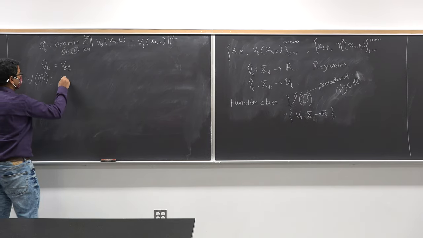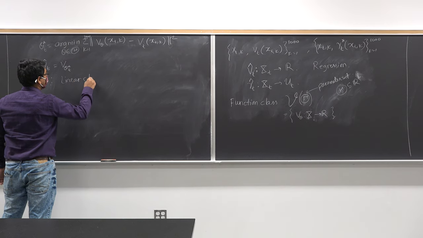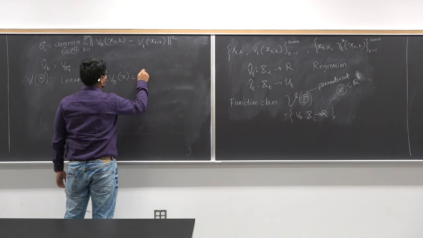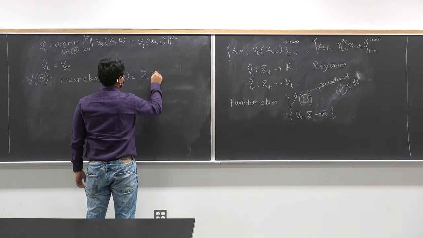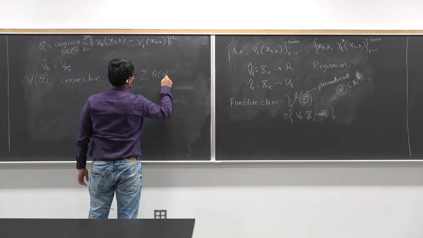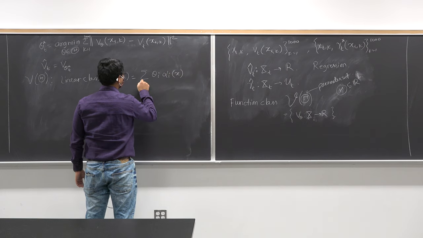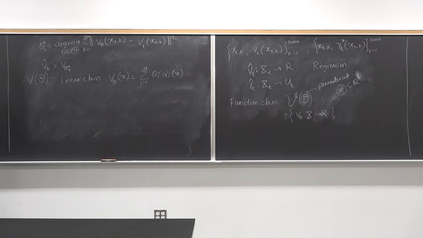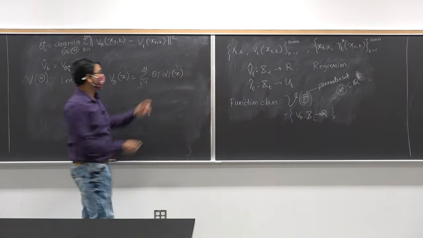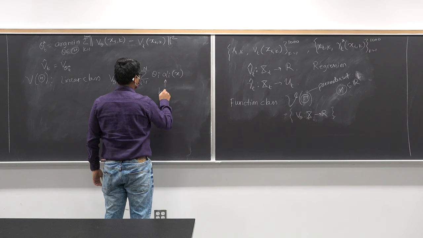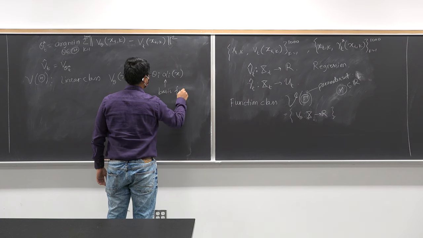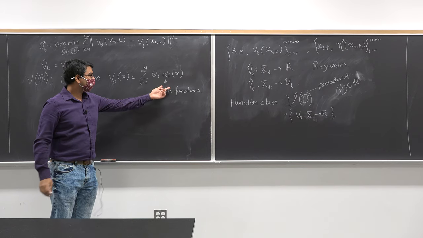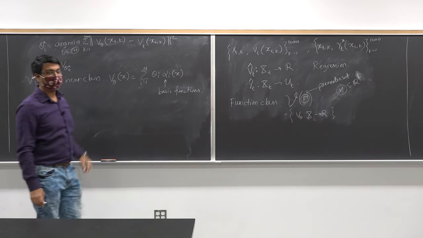So one is the linear class. v theta of x equals summation theta i alpha i of x, i equals 1 to capital N. So I pick basis functions, and then I take a linear combination of the basis functions and I get my v of theta.